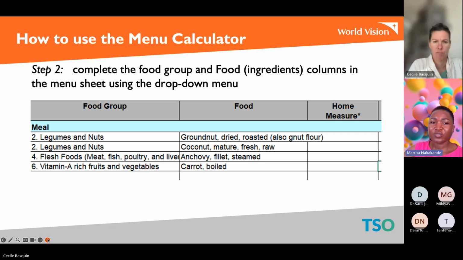I just want us to create a sample menu of a meal that we are going to prepare during our demonstration. So let's say we are going to create a high energy porridge. This is just hypothetical because I just want us to know how to use the calculator. So we are going to use maize flour.